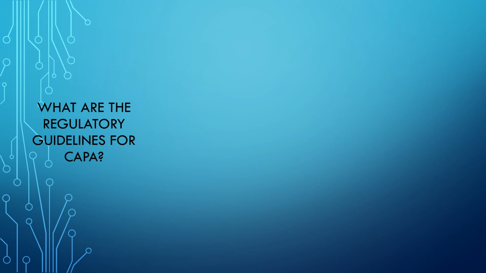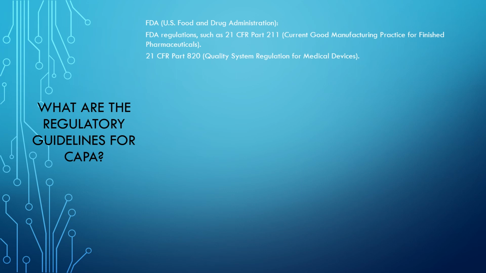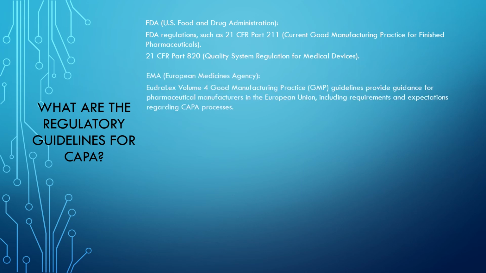Now in this slide we will discuss the regulatory guidelines for CAPA. The first one is the FDA, that is the US Food and Drug Administration. FDA regulations such as 21 CFR Part 211, that is Current Good Manufacturing Practices for Finished Pharmaceuticals. Next is 21 CFR Part 820, that is the Quality System Regulation for Medical Devices. The second one is the European Medicines Agency, that is EudraLex Volume 4 Good Manufacturing Practices Guidelines, which provides guidance for pharmaceutical manufacturers in the European Union, including requirements and expectations regarding the CAPA processes.